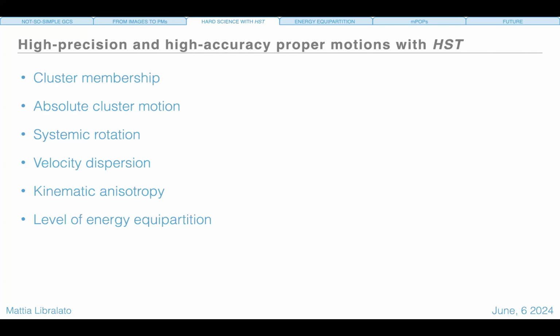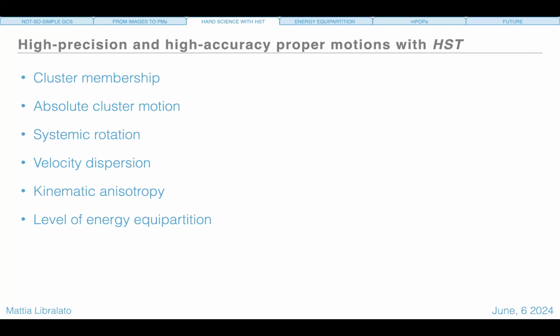Three things that you can also do thanks to proper motions, that are also three things that give you some of the ingredients that are usually needed when you want to make this recipe of globular clusters: the systemic rotation curve in the plane of the sky, the velocity dispersion profile, and the so-called anisotropy profile, and the measurement of the level of energy equipartition of globular clusters. And today I will go through these three topics.